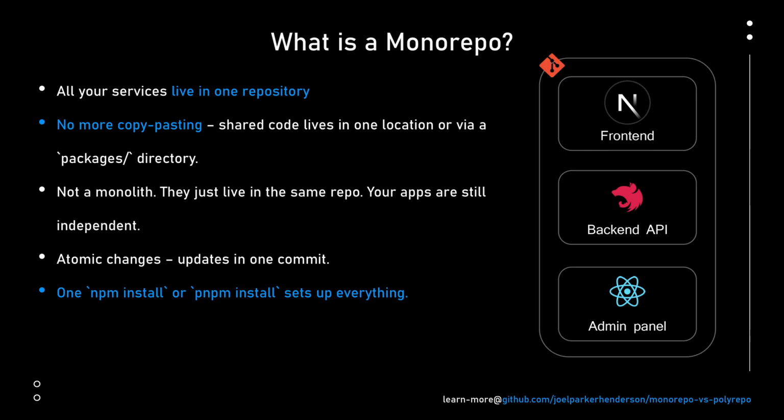Next is atomic changes, updates in one commit. Since it's a single repository, if you want to make changes in the back end and in the front end, you can just commit those changes together. You don't have to visit another repository, commit the changes there, then go to another repository and commit other changes. You can do it all at once in one repository. And one npm install or pnpm install sets up everything.